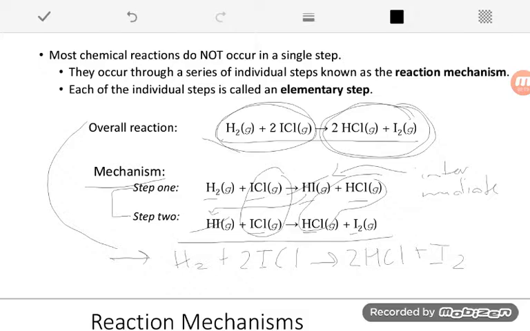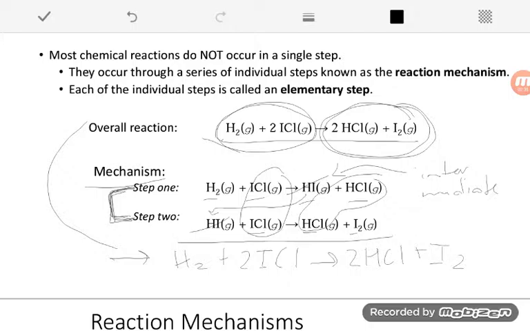Mechanisms are useful because they do show you how the reaction actually happens. So if you wanted to speed up or slow down a reaction, you could focus on one of these steps and figure out, okay, well, how could I make this reaction go faster, or how could I stop this step from happening?